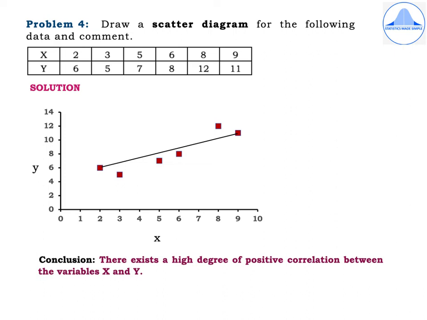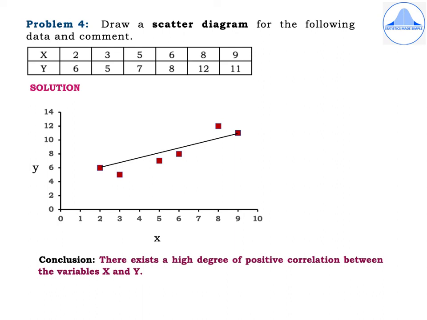Problem 4. Draw a scatter diagram for the following data and comment. The x values are 2, 3, 5, 6, 8 and 9, and the y values are 6, 5, 7, 8, 12 and 11. Now on the x-axis, we take the scale as 0, 1, 2, 3 up to 10, and if you observe the y values, the least is 5 and the highest is 12. So I've taken the scale as 0, 2, 4, 6, 8, 10, 12 and 14.